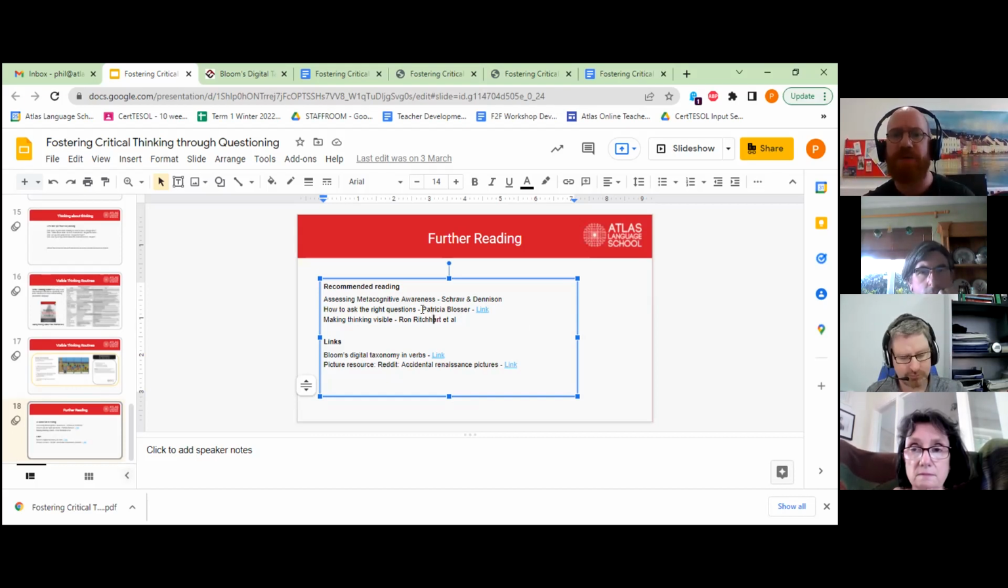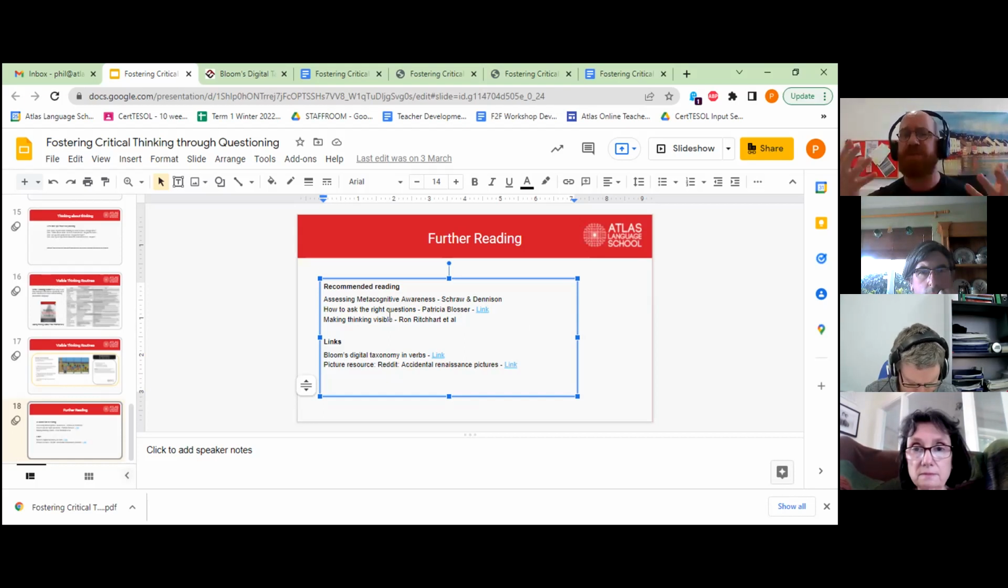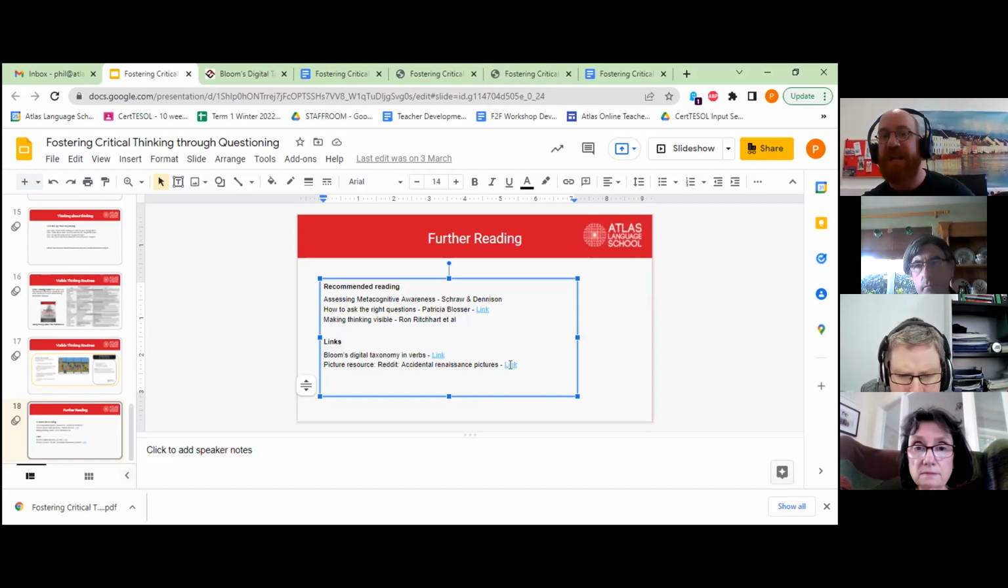Excellent. So that research article, How to Ask the Right Questions, is a short article. It's amazing on reflection on the questions we use in class. There's an amazing book called Making Thinking Visible, which creates lessons. It was based on children's education, but it's really applicable to the ELT sector as well, and how to get people to think more, from lower order to higher order. And then there's a link there for Bloom's digital taxonomy in verbs, a modernized version of that. And where I got these pictures, on Reddit, there's an accidental renaissance part where you can find really engaging pictures for learners to talk about.